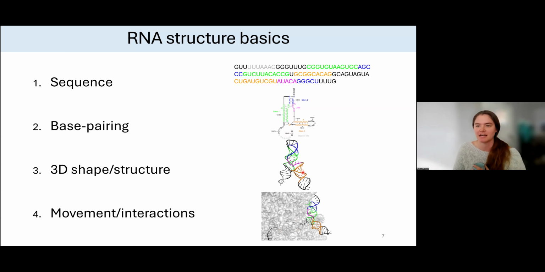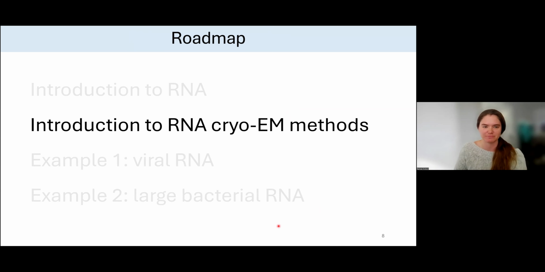And then the final level is interactions in the cell and movements, right? So for example, this RNA element is known to trick the ribosome and cause a frameshift in its reading frame. And you can see here, we can also solve what the fold looks like when it's on the ribosome. So that's an important level to understand biology.